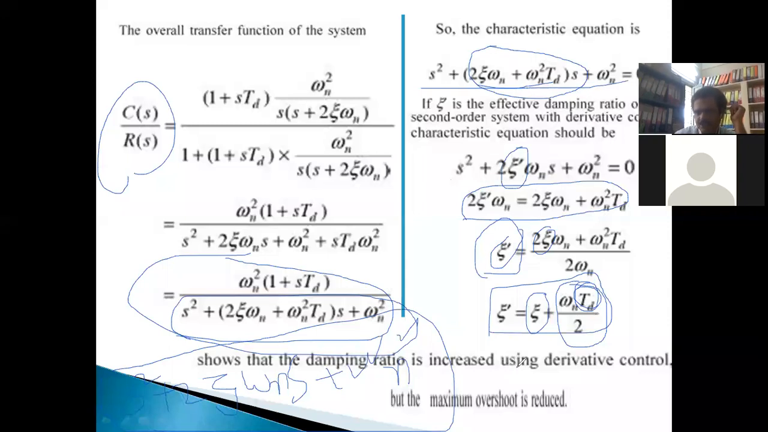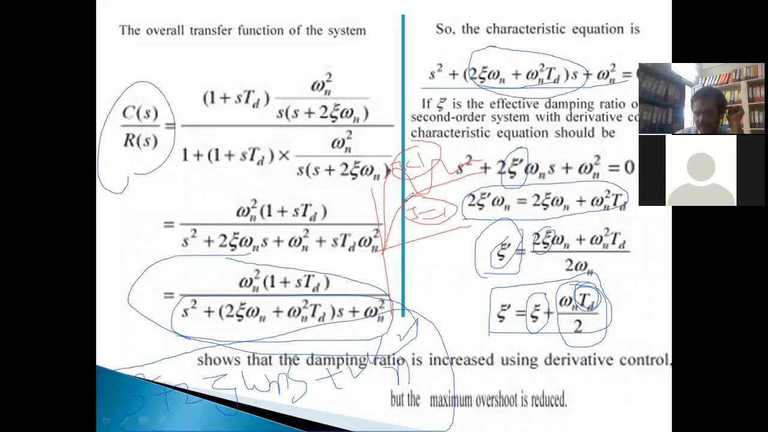The damping ratio is increased using derivative control, but the maximum overshoot is decreased. The same thing we have already observed in this response of a second order system with zeta value equal to 1 and zeta value less than 1. So zeta value increased means a faster system becomes a sluggish system.